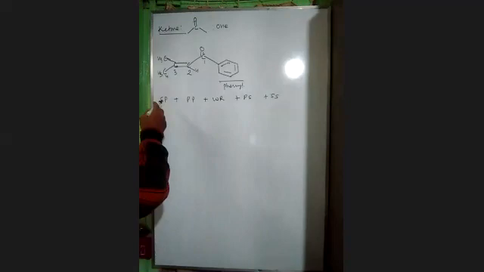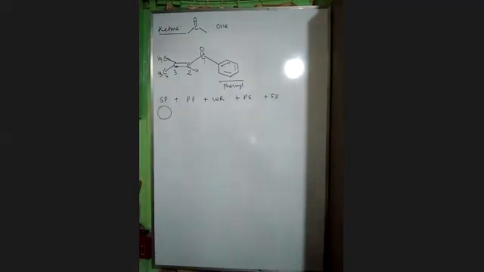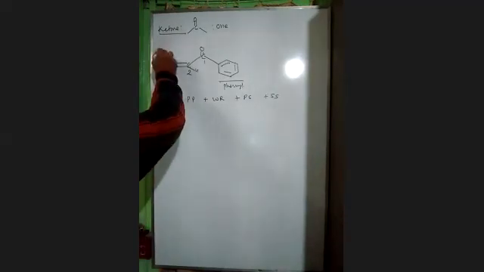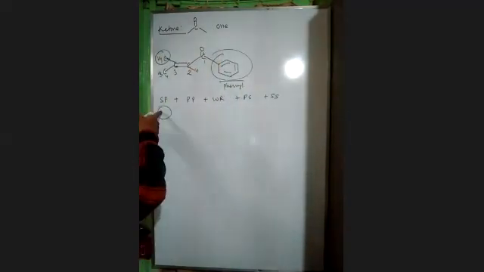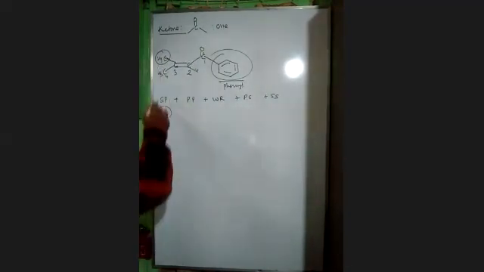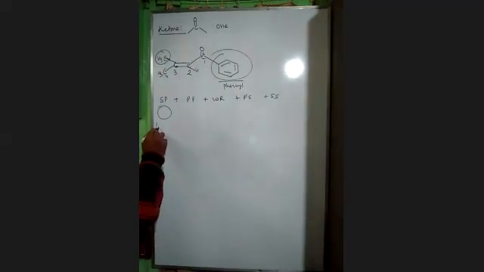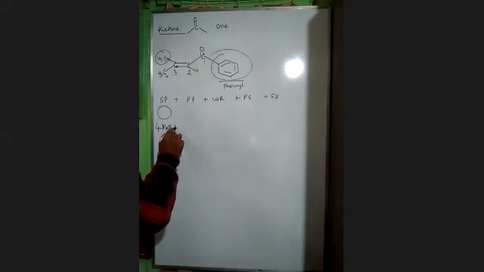See, all substitution will be here. If this is the substitution and this is the substitution, both of them must be here. And substitution you have to write in alphabetical order, not in numerical order. So it will be what? M, N, O, P. So M will come first. So 4 methyl, 1 phenyl.